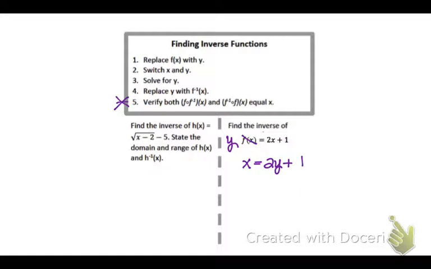And then we solve this equation for y. So we're going to isolate the variable. So we subtract 1 from both sides. So x minus 1 equals 2y. To get y by itself, we have to divide by 2. So we've solved that equation for y. There's nothing else to manipulate, so I found the inverse of that function f.